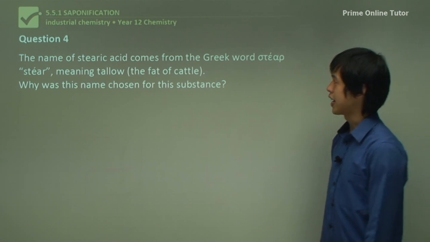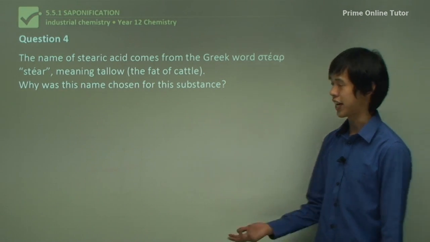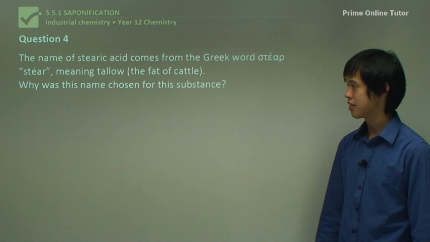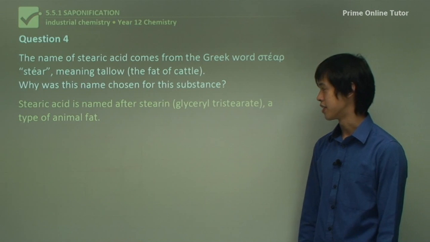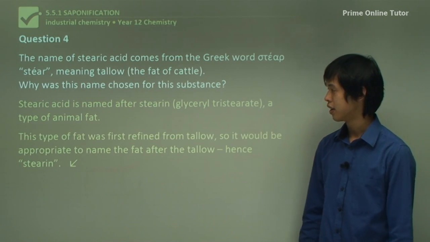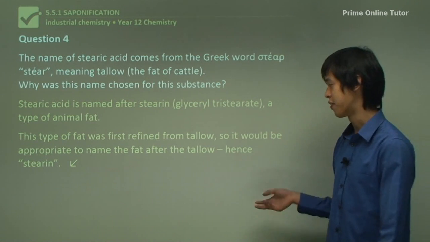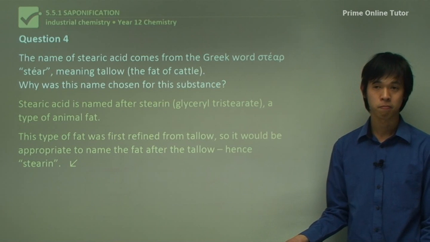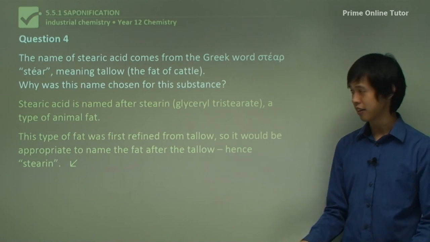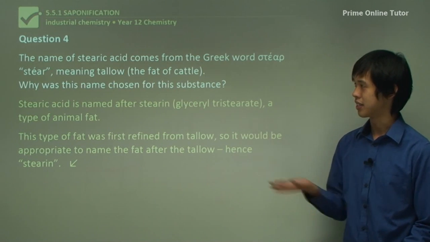The name of stearic acid comes from the Greek word ster, meaning tallow, the fat of cattle. So tallow is another word for fat. Why was this name chosen for this substance? Well, stearic acid is named after stearin, which is glycerol tristearate, which is a type of animal fat. And this type of fat was first refined from tallow, so it would be appropriate to name the fat after the tallow, hence the word stearin. So because we refined it originally from tallow, which is animal fat, it makes sense to call it stearin, because it comes from the word meaning tallow.